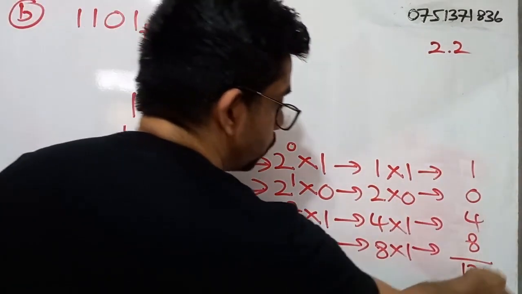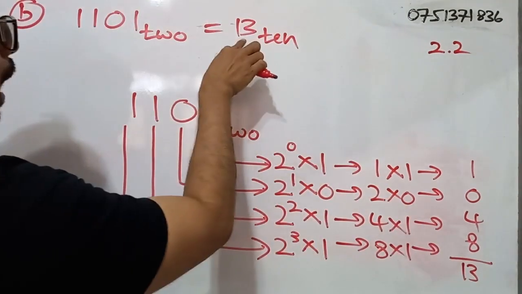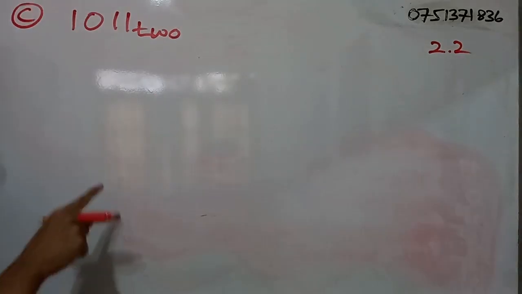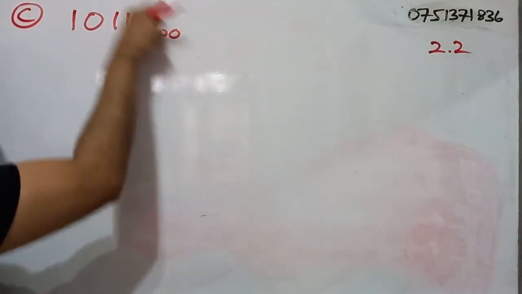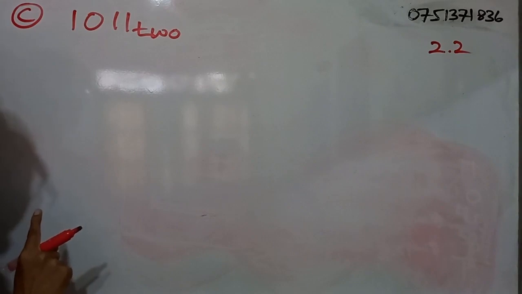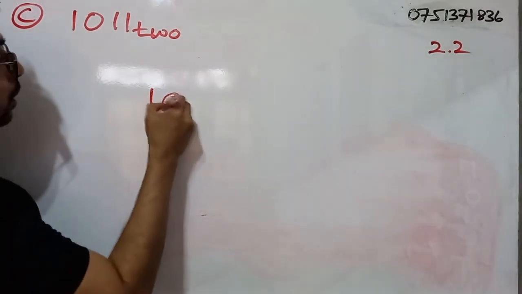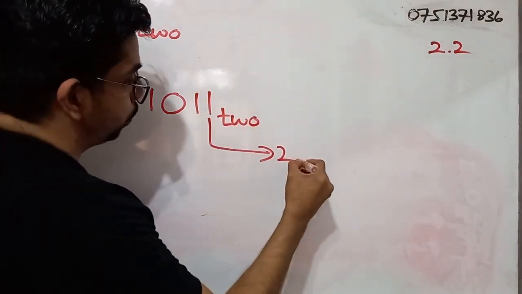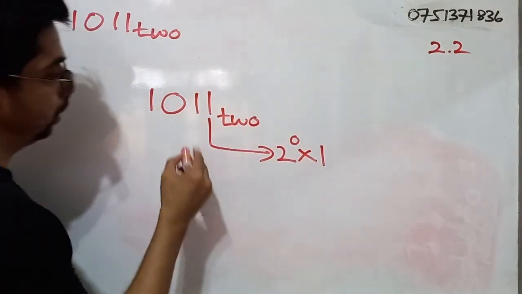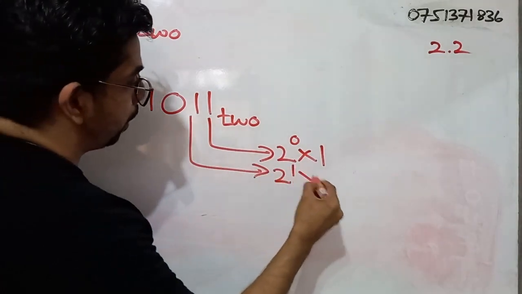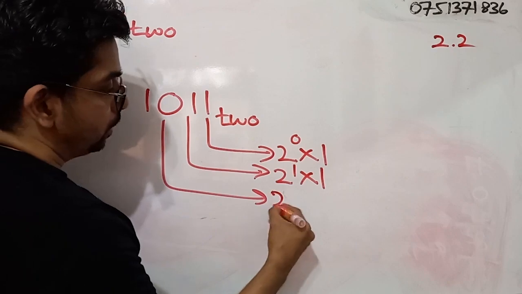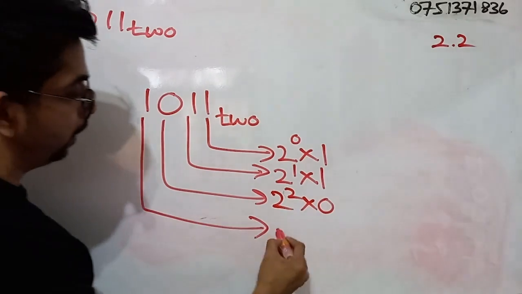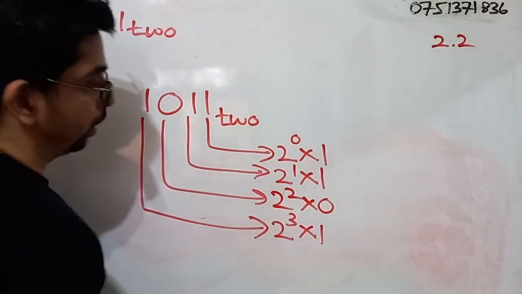So when we add these values together, we get 13. So the answer is 13, but we have to mention the base, which is 10. Right, so C, we have given this number. So 1, 0, 1, 1, the base is 2. So this is 2 to the power 0 into 1. This is 2 to the power 1 into 1. So this is 2 to the power 2 into 0. And this is 2 to the power 3 into 1.